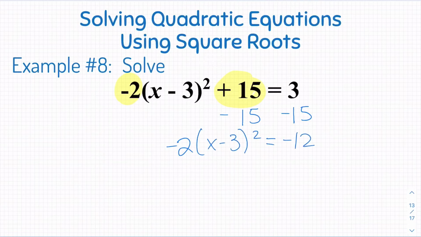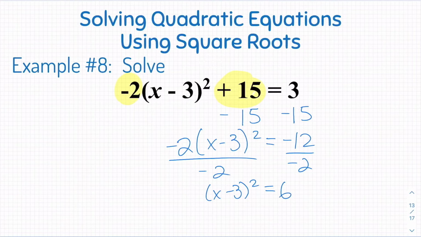Gets us negative 12. And we're going to divide by negative 2. Then the squared part is my outermost function once I get here. So when I take the square root, I get x minus 3 equals plus or minus radical 6. And you should always look at that number in its radical to see if it can be simplified. In this case, it cannot.